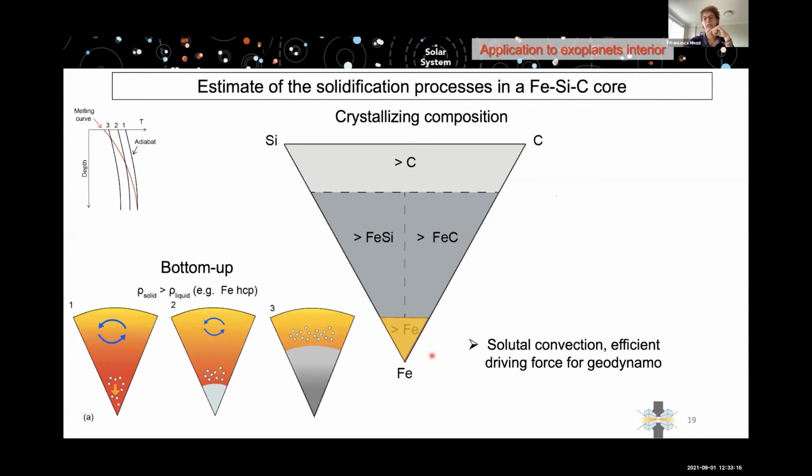So in the first case, if we take, for example, a composition in the iron-rich side of the ternary phase diagram, we will have an Earth-like situation. So iron crystals forming and sinking due to their higher density. This sinking will proceed, starting to form a layer at the bottom of the core. And in the meanwhile, it will promote solutal convection that is known as an efficient driving force to start a geodynamo. And this case is the bottom-up case. That is what we consider being the solution for the Earth, let's say.